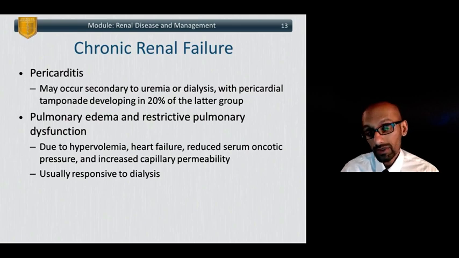Pericarditis is actually relatively common with end-stage renal disease. It can be secondary to the uremia or even to dialysis therapy, depending on how much fluid and electrolytes get changed through a dialysis session. Tamponade may develop in upwards of 20% in that latter group. Pulmonary edema and restrictive pulmonary dysfunction occur, largely due to hypervolemia. As I said, you see a common theme here with a lot of retention of interstitial fluid. May result from heart failure as well, and the reduced serum oncotic pressure and increased capillary permeability. The pulmonary edema is actually responsive to dialysis, thankfully.